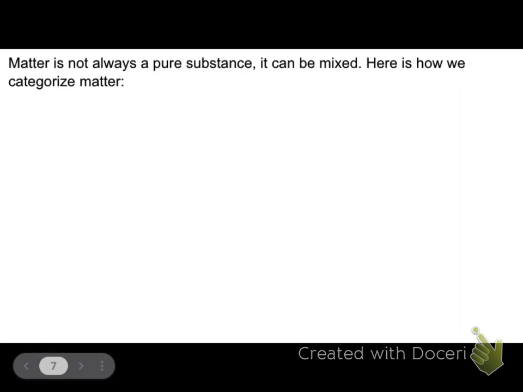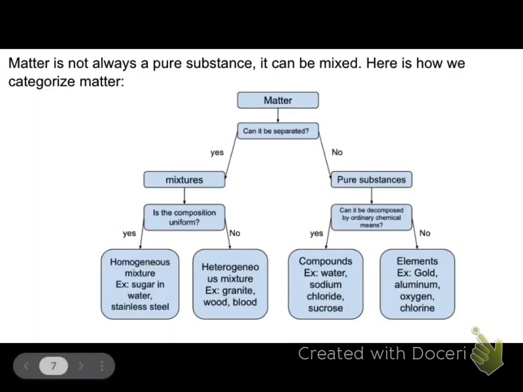Matter's not always a pure substance. It can be mixed. Here is a flow chart to help you through the steps of determining what type of matter you have. So to start with, in this top box up here, we have all matter.